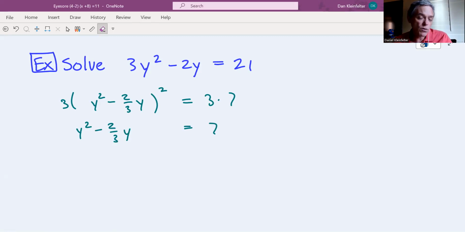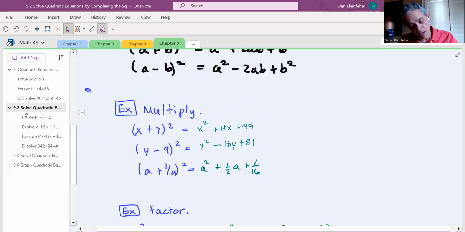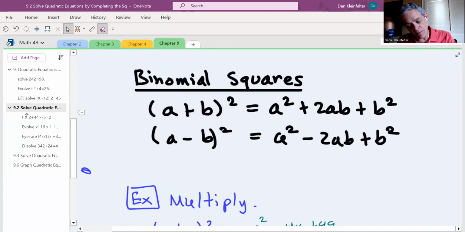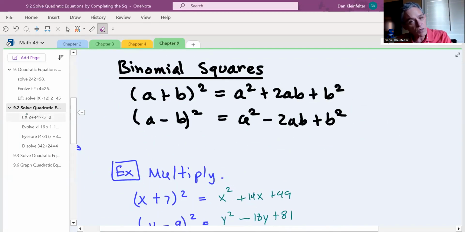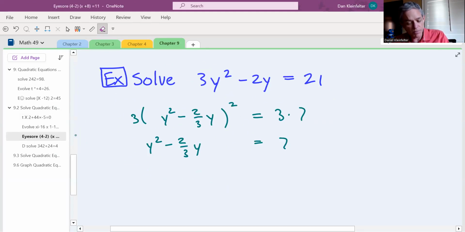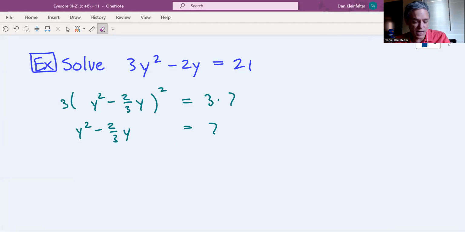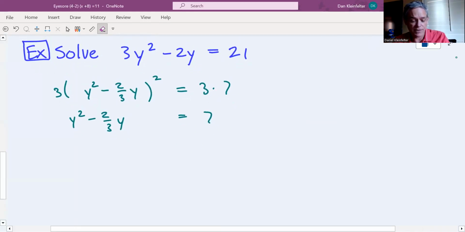All right, in order to apply those two formulas we had, go back to those real quick. The two binomial squares formulas that we had, notice that the coefficient of the squared part is just a 1. It's 1a squared in both cases. So if you're in a situation like this one, where there was a 3y squared, you've got to get rid of the 3 if you're going to be able to use those formulas. So that's what I've done. I've divided both sides by 3. Now it leaves us with this coefficient of y that is negative 2/3, which you may not like, but that's the way it goes. We're going to have to deal with it.